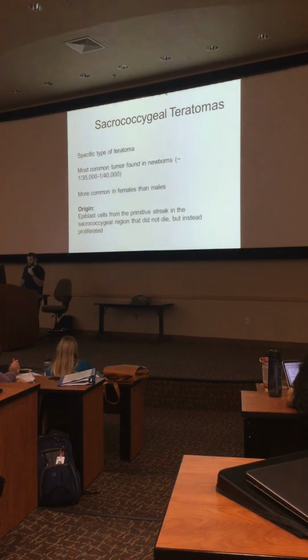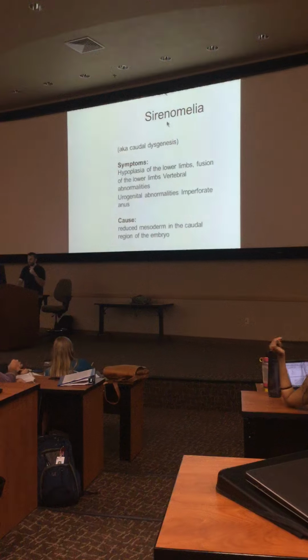The next thing he talks about is this thing called sirenomelia. Siren, like the sirens from Odysseus. They were mermaids, and it's easy to remember that because you have funky looking legs if you have this problem. And I apologize to anyone that has a family member or anyone they know that has this for me saying that, but it's pretty weird looking.